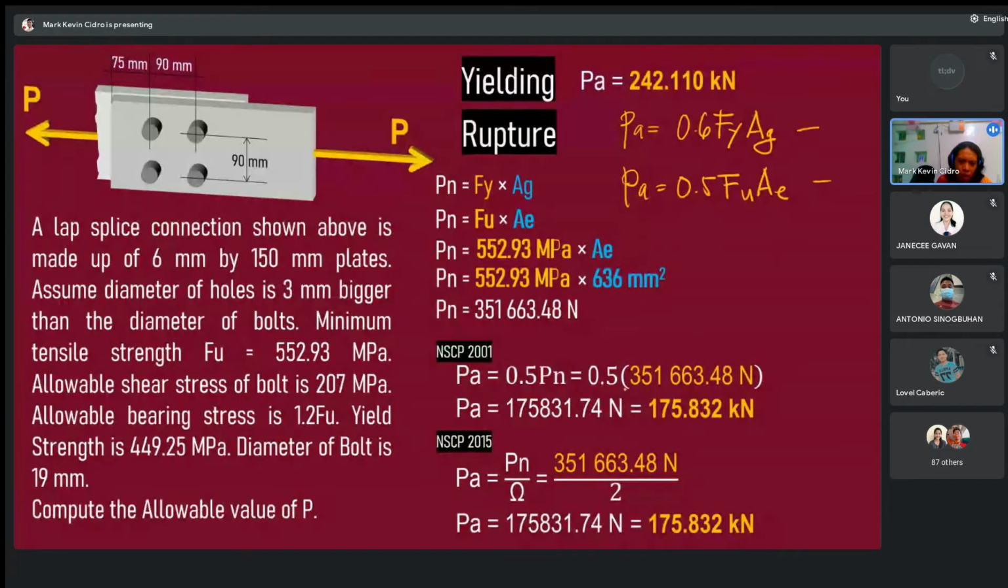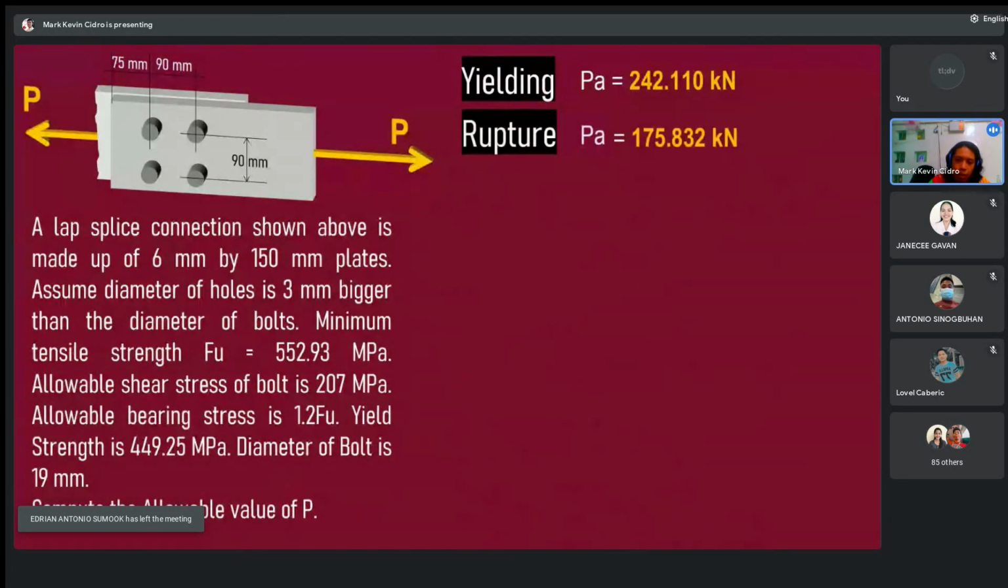Doesn't it look the same? Because 1 over 2, this is the factor of safety. 1 over 2 is 0.5, so it looks the same. Okay? So let's take 175.832 kilonewton. That's the value for PA if we are looking for the rupture.